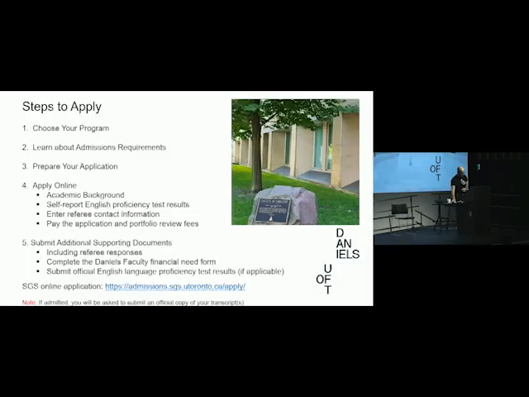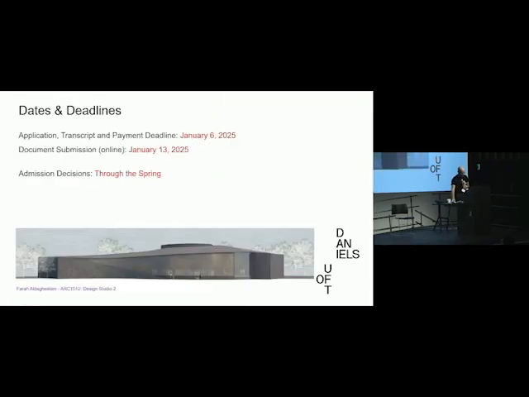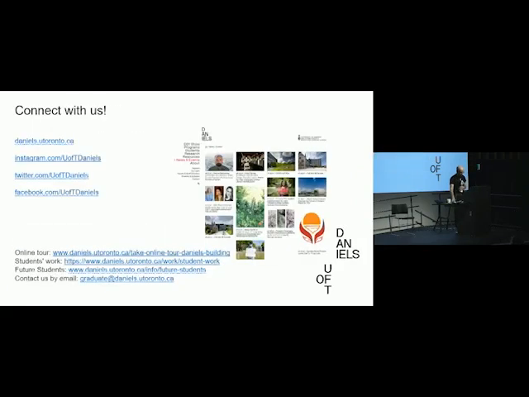Okay. So as we wind down, the steps to apply are: choose the program, learn the application requirements, and prepare the application. You're going to want to apply online with the academic background, any English language tests, referee contact information, and then pay the fees. The supporting documents we've already gone over. I'm just going to put the dates and deadlines up there one more time so you can see them. But we encourage you to connect with us.